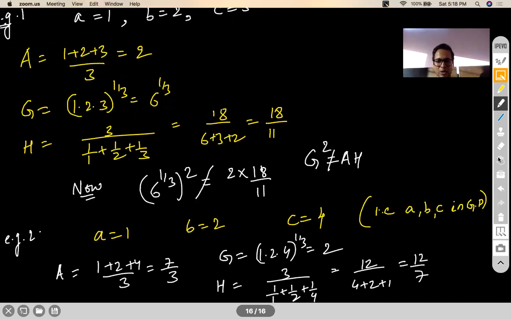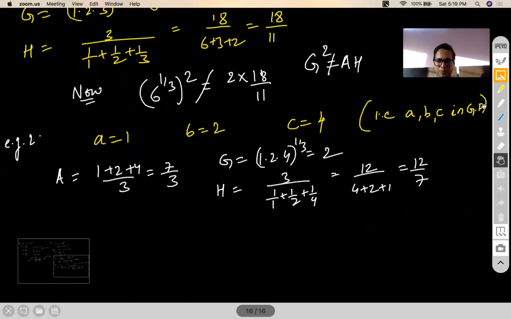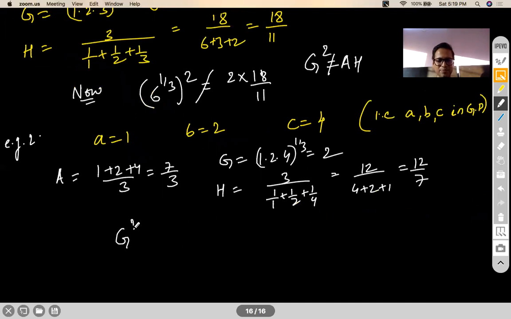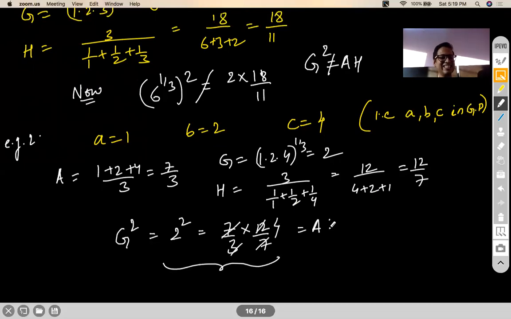Now try doing this. G square, that is actually 2 square. Is it equal to A into H? The answer is yes, right? That means in this case, G, A and H basically satisfy this condition.